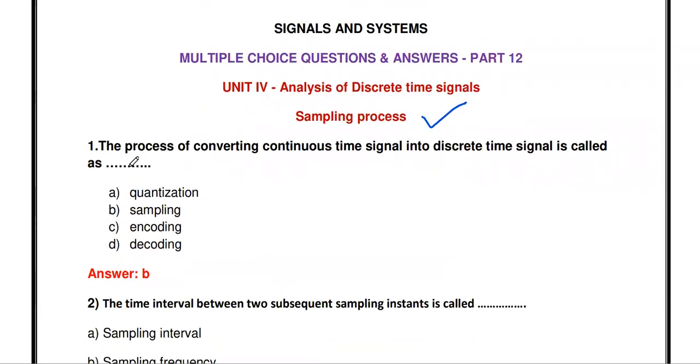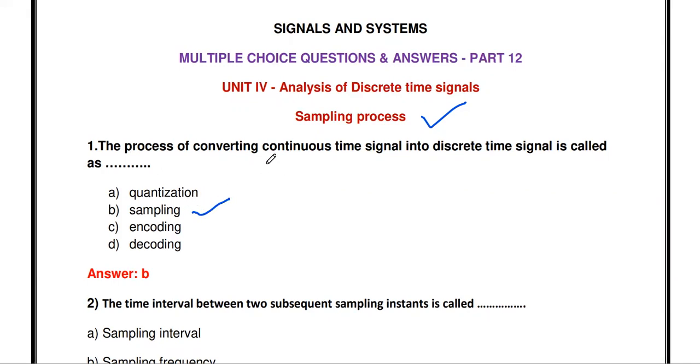Here we are going to see it in question and answer format. The first question: the process of converting a continuous time signal into a discrete time signal is called as dash. The continuous time signal means x of t, the discrete time signal means x of n. In order to convert x of t to x of n, what process are we using? The options are quantization, sampling, encoding, decoding. Sampling is the correct answer.